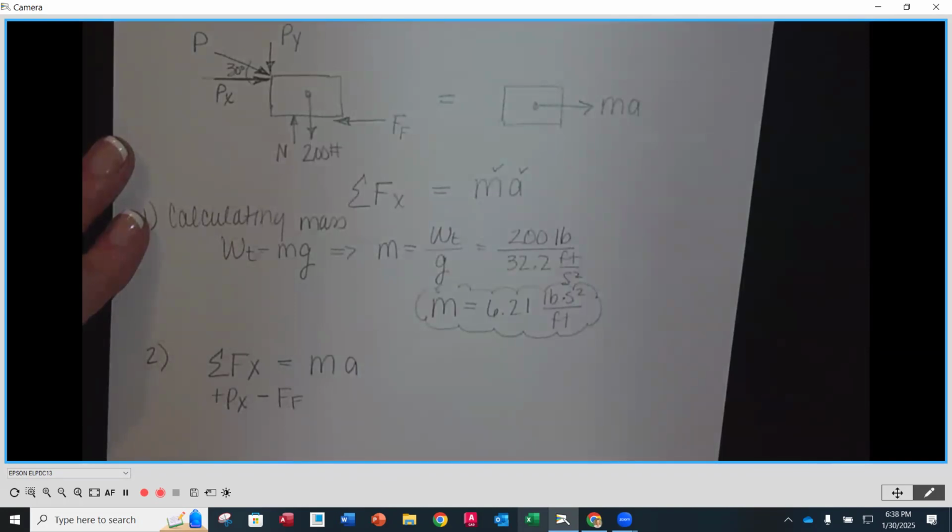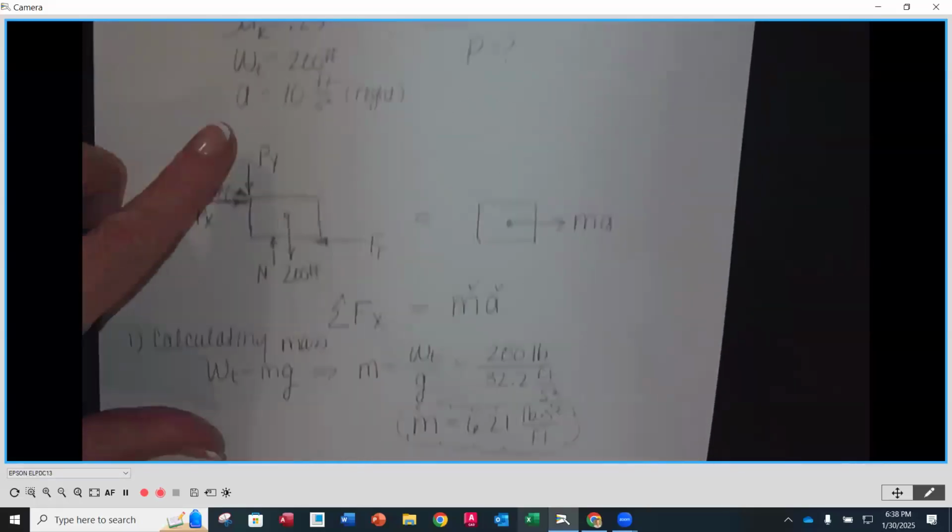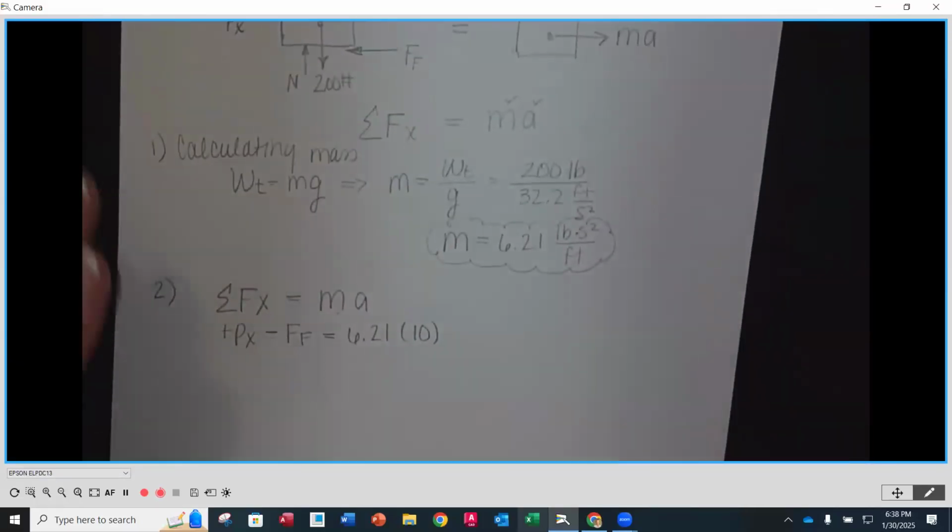Okay. Now, we're not summing our forces in the y right now. Okay, we might need to. Then we're going to set this equal to our mass, which is 6.21. Again, we're not going to worry about units because we know that they're consistent with everything. So we'll magically let them appear. And then we're going to multiply this by 10 feet per second squared, which is the acceleration it told us that we needed to maintain.